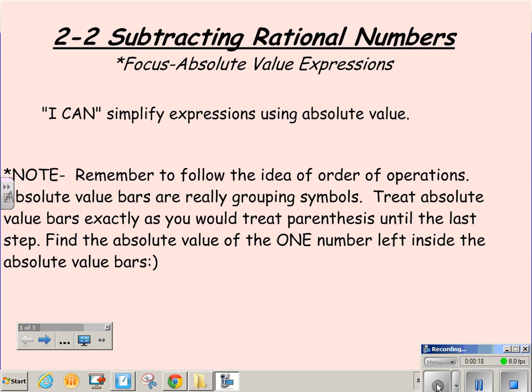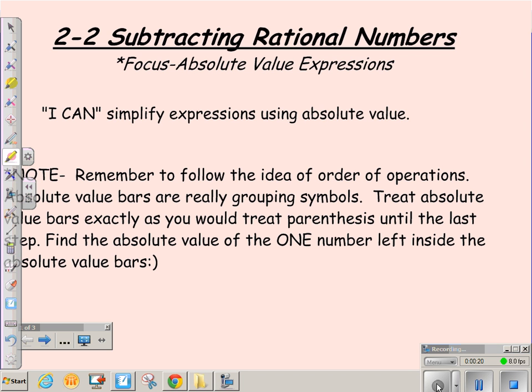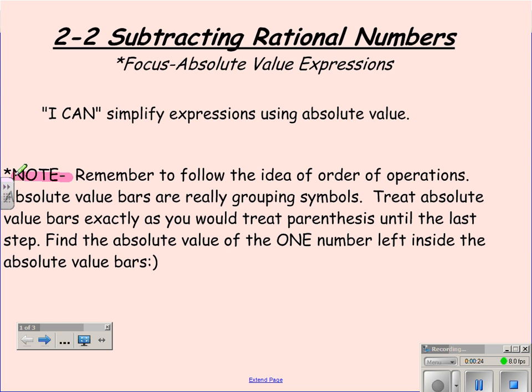So our note today, just to remind you of a couple of things before we get started, is to remember to follow the order of operations. Absolute value bars are really a grouping symbol. So the way that you're going to approach the problem is exactly like you would if you were looking at parentheses. When we get down to one number inside the parentheses, we drop the parentheses.